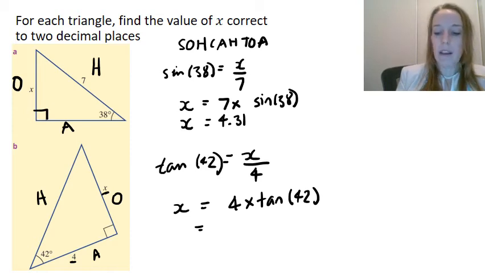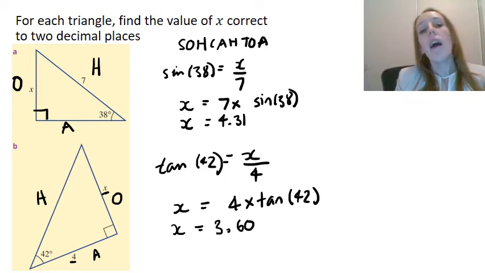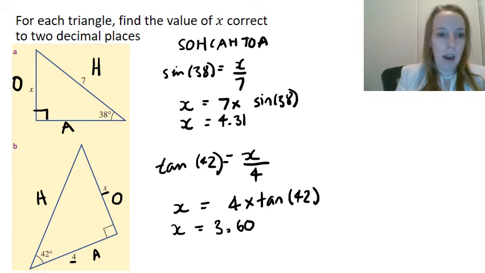3.601, so we're rounding to 2 decimal places, so x equals 3.601, which will be rounded to 3.60. That would be our answer for that one there. Oh, I should label my questions. This is A and this is B.